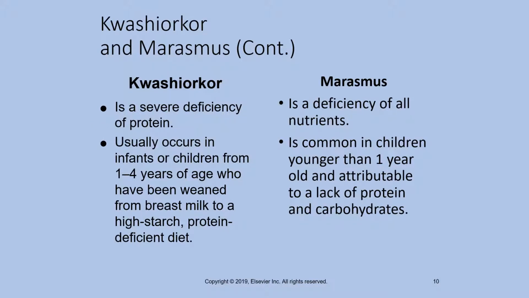Malnutrition. Kwashiorkor is severe protein deficiency, occurring in infants and children from 1 to 4 years of age who have been weaned from breast milk onto a high-starch, protein-deficient diet. Marasmus is a deficiency of all nutrients in children younger than 1 year old, attributed to lack of protein and carbohydrates. Obviously, all one has to do is turn on PBS or the national news at night and see a constant example of starving children, particularly in Africa, and also in Syria and in Yemen, where the horrendous effects of war cause people to starve, and children are remarkably sensitive to starvation.